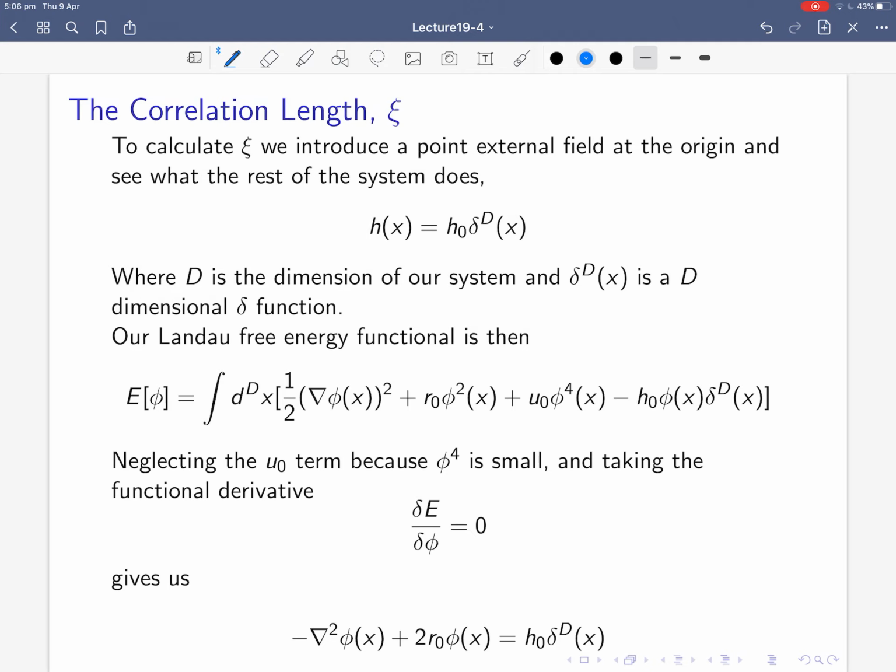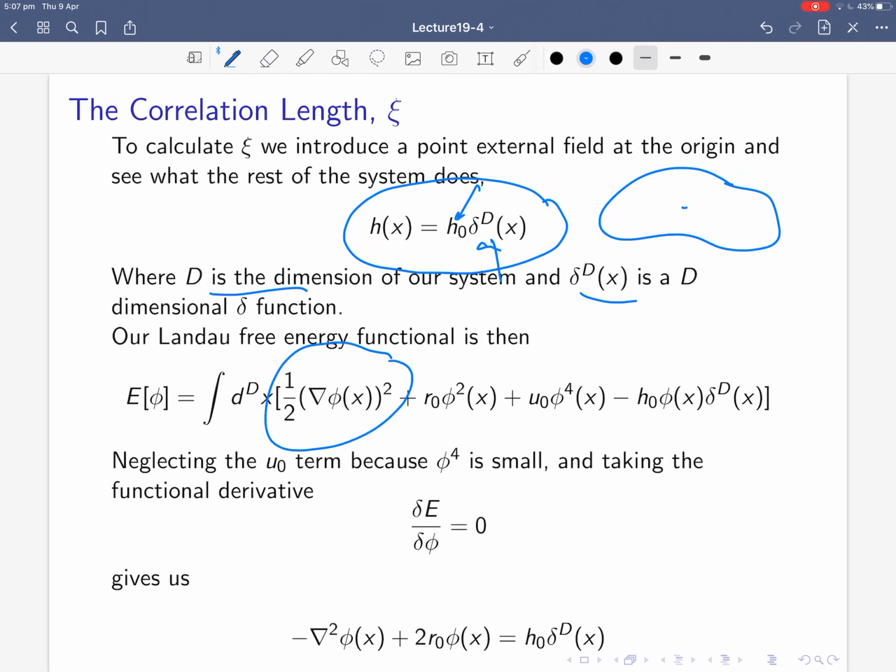Now, that correlation length we need to calculate, and to do that, what we do is we put a point external field at the origin, h of x. So there's our point external field. It has magnitude h, and it's just a point. d is the dimension of our system, and this is a d-dimensional delta function. So we just take the system and put a delta function perturbation in the middle. Boom.